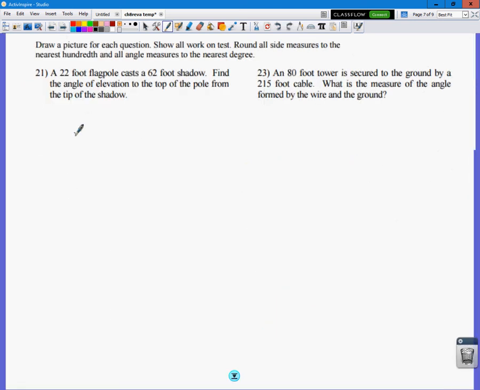When you're doing the word problems, you are going to draw a right triangle. It's going to pay you to label your parts. A 22-foot flagpole. This is obviously the pole. This is obviously where the ground is, or the shadow would be. A 22-foot pole. This is 22 feet. Casts a shadow 62 feet long. So this is 62 feet. Find the angle of elevation. This is where the angle of elevation is, and that's what they're asking me to find.